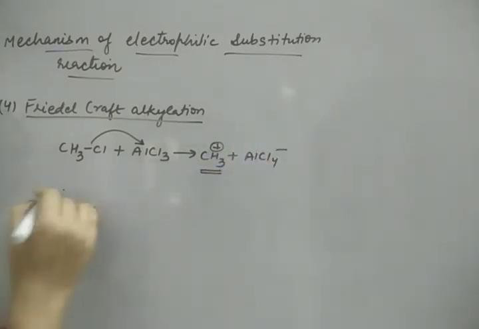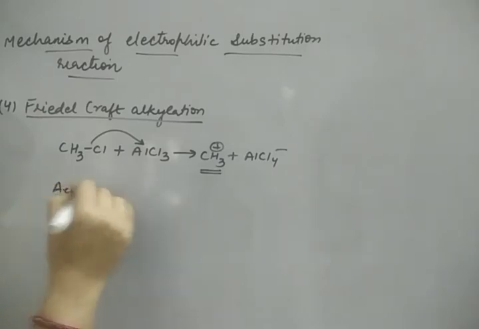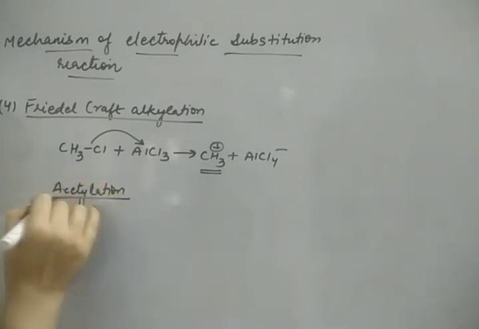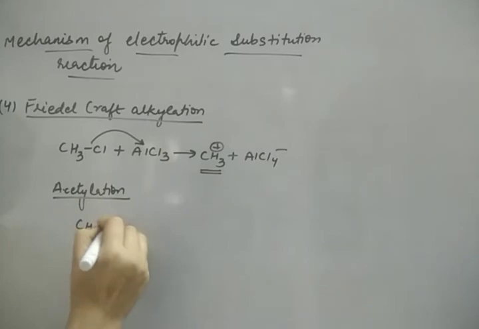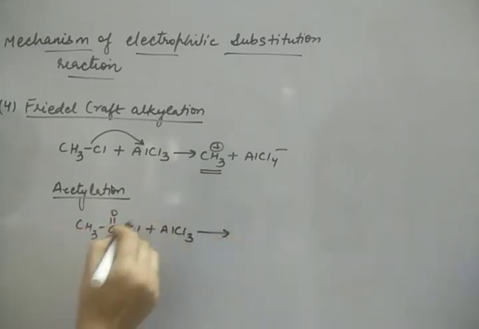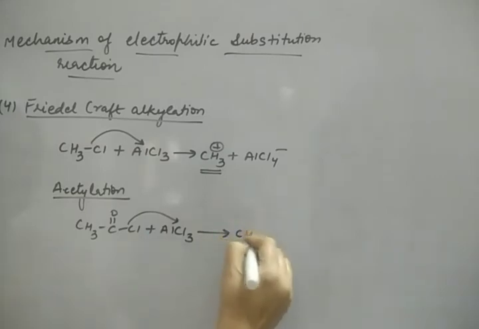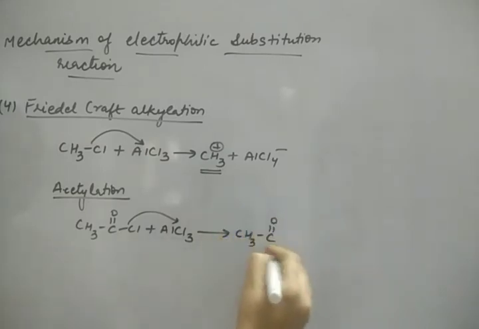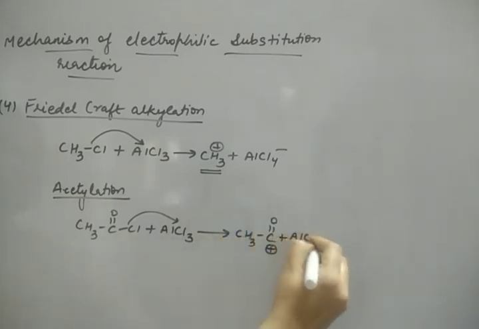Likewise we have Friedel-Crafts acylation also. The acylation occurs in the presence of CH3COCl in the presence of AlCl3. So again this AlCl3 will take the electron pair. So what is my electrophile generated? It is this. So we can see that in the 4 types of substitution, different electrophiles are generated according to different types of mechanism.